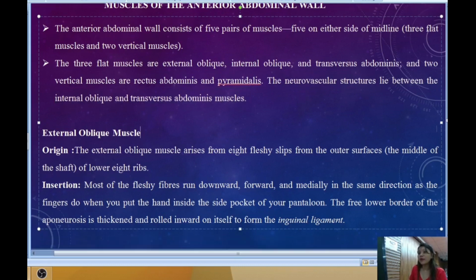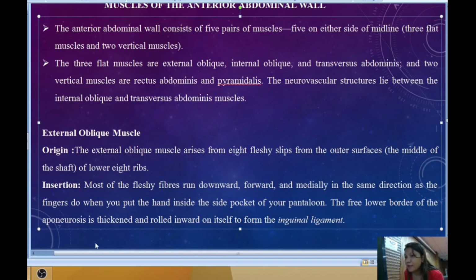Now we come to the external oblique muscle. The external oblique muscle arises from 8 fleshy slips from the outer surface, that is the middle shaft, of the lower 8 ribs. Insertion runs, very, very important, downward, forward, medially, in the same direction as the fingers do when you put the fingers inside the side pocket of your apron. The free lower border of the aponeurosis is thickened and rolls inward on itself to form the inguinal ligament.